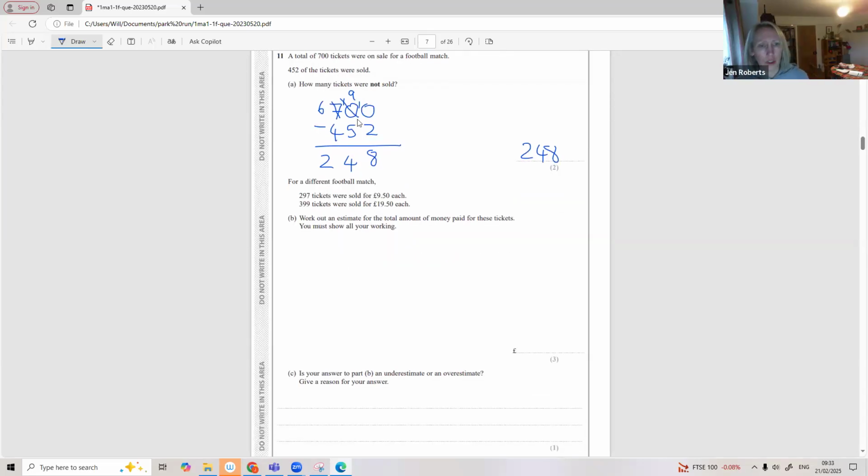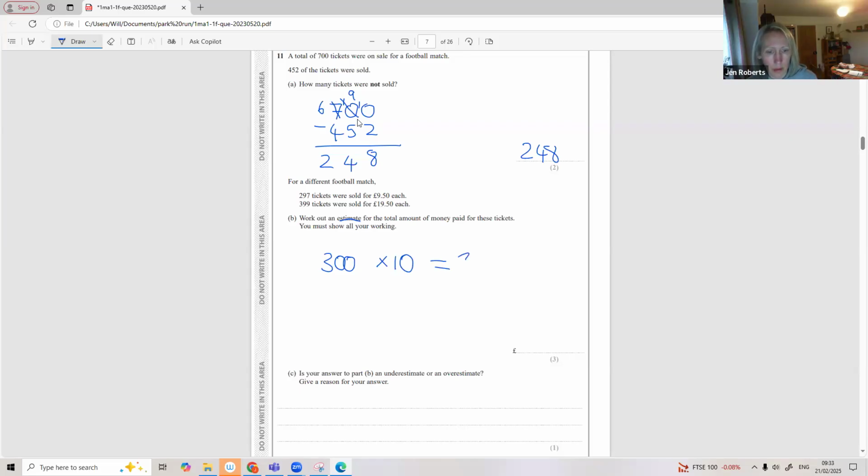For a different football match, 297 tickets were sold at £9.50. 399 tickets were sold at £19.50 each. Work out an estimate. It's a really important word here. Luckily, because I don't really want to do calculations with these big numbers, we can round everything. I'm going to round 297 tickets to 300. They were each sold at £9.50, which I'm going to round to £10.